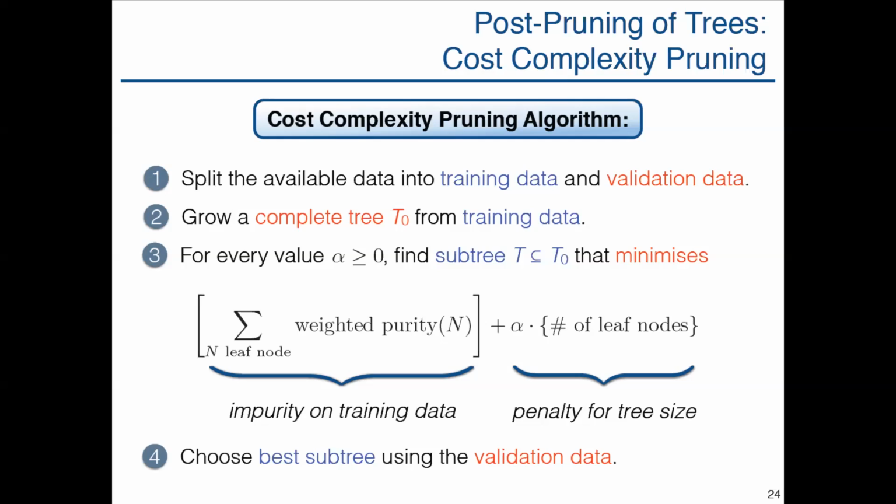You will basically be building a complete tree first, और उस complete tree में से you will be cutting different parts of it and generating a lot of different trees, and then you will be validating those trees on the validation data and choose the one that gives you the best result on the validation data. Okay, so that's how you build it in practice.